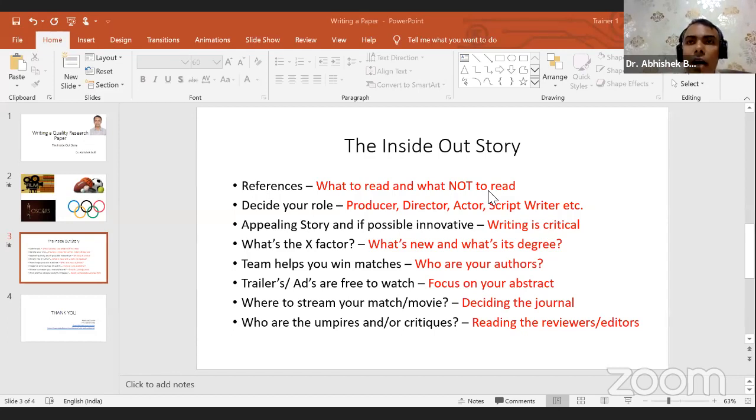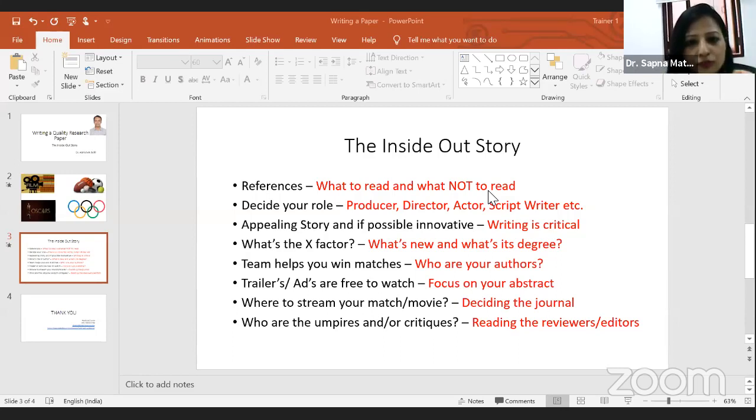But if you are a hardcore empirical guy, and you are working in the area of information systems, then your target should be ISR, Information Systems Research, or MIS Quarterly, and so on and so forth. That's completely your choice. If you ask me, both of them are equally good. An A category paper will remain an A category paper, whether it is conceptual or empirical.